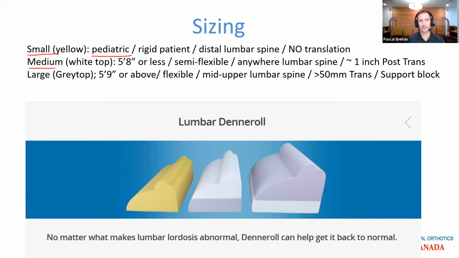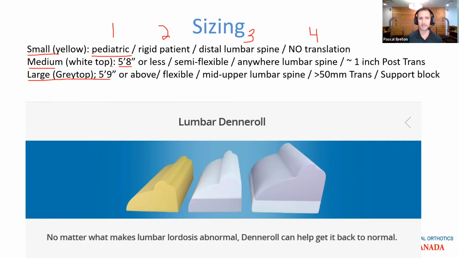The next step up, so we'll say from 5 foot to 5'8" would be a medium lumbar Denneroll. And then anybody that is 5'9" or above would be a large lumbar Denneroll. So if nothing else, if that's how you want to go for it, you can. But we should look at other factors because it is more complex than just looking at size alone. There are really 4 factors that we want to look at. 1 is size, 2 is patient rigidity, 3 is where am I trying to put the lumbar Denneroll, and 4 is how much translation is there in that posture.